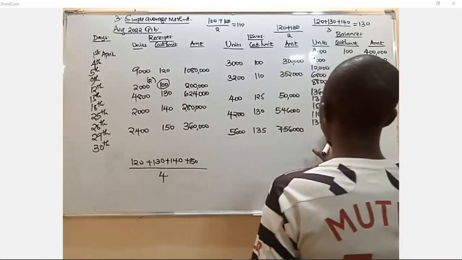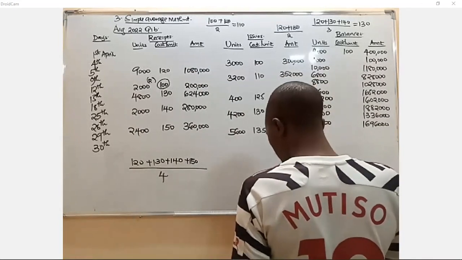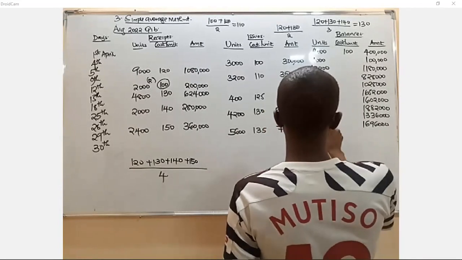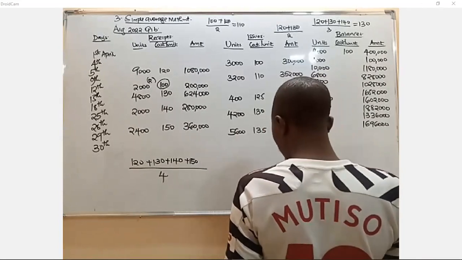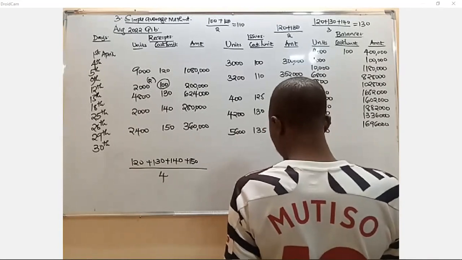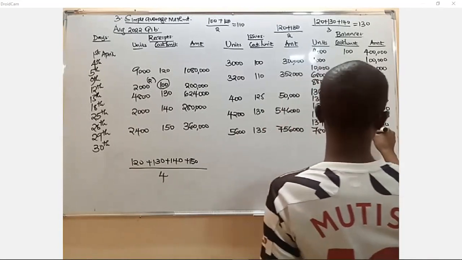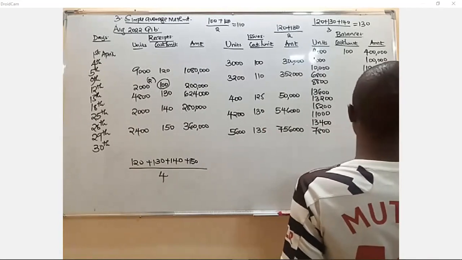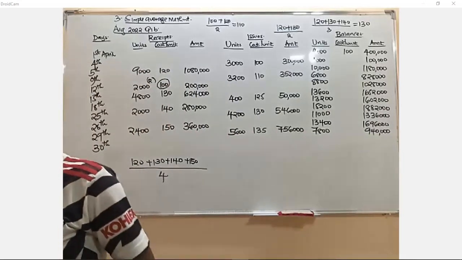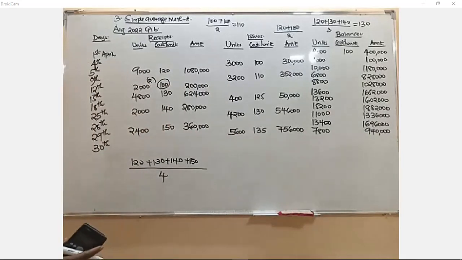756. Go to the balances, do your deduction. 13,400 minus 5,600. You are getting 7,800. On the side of balances, 1696,000 minus 756,000. We are getting 940,000. That is how we normally do the question of the simple average method. I know that you have already understood.